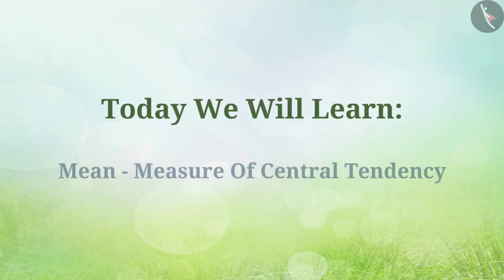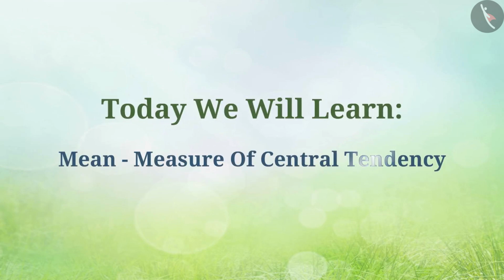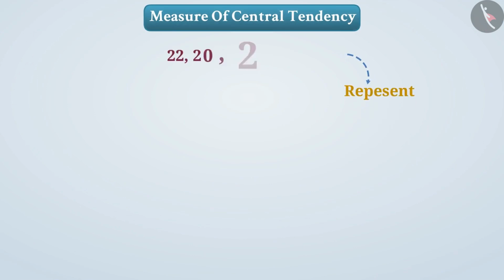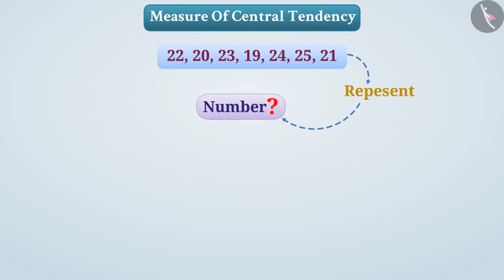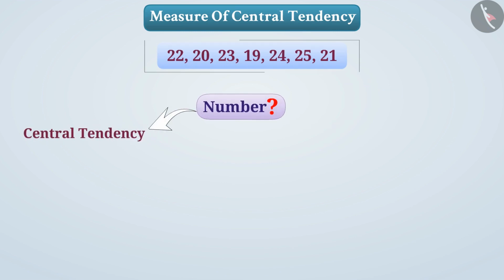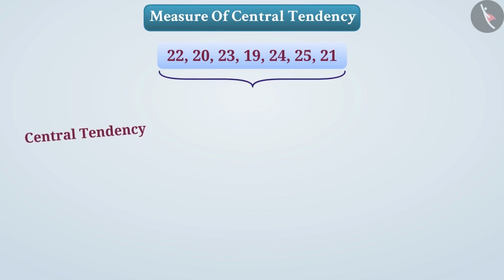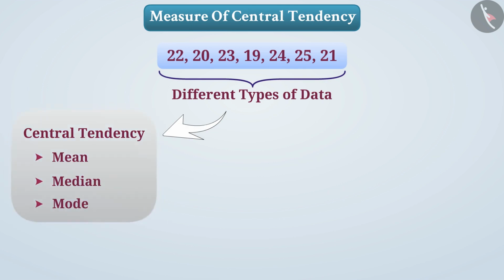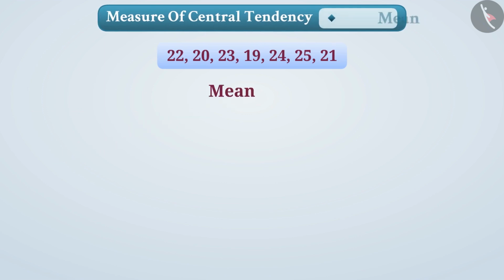Today we will learn about mean, a measure of central tendency. To represent a group of numbers, many times we need an appropriate number that represents a group of observations. Such a number is called the central tendency of the group. We use different types of central tendency to interpret different types of data, such as mean, median, and mode. In this video, we will discuss the mean.